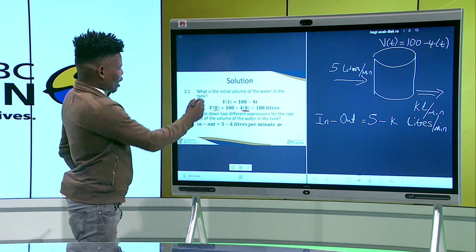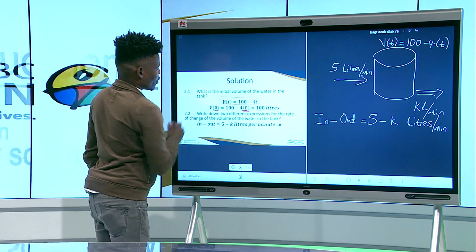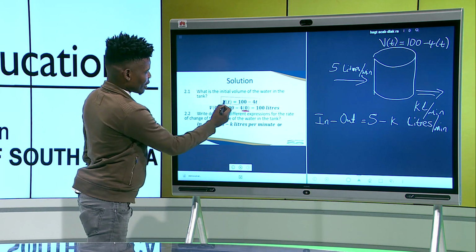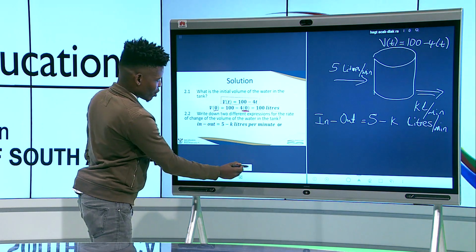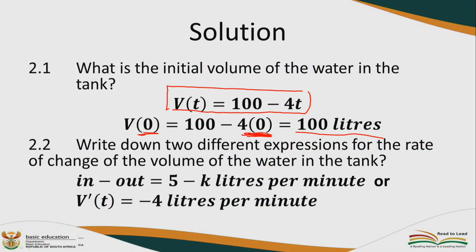So now, if we take our function for the volume, and then we find the derivative of that, you can clearly see that we're going to get negative 4. So the first derivative of V will give us negative 4 liters per minute. Liters per minute meaning that this is a rate. Okay, so the two expressions that we got would be 5 minus K liters per minute. The other one will be minus 4 liters per minute.